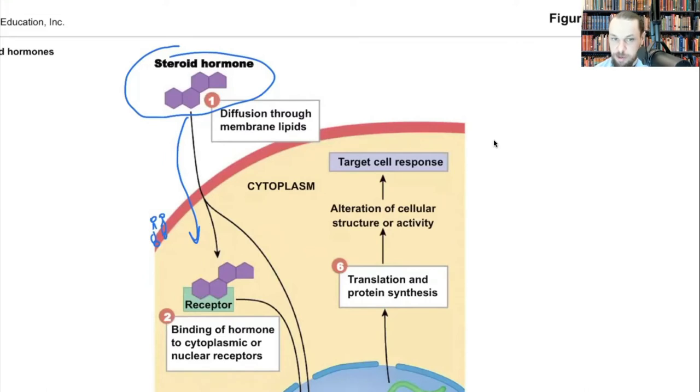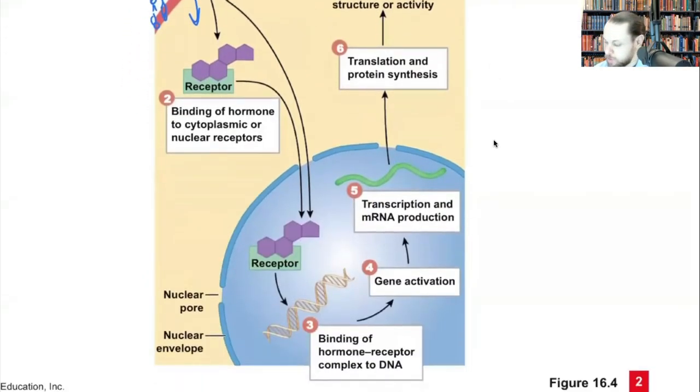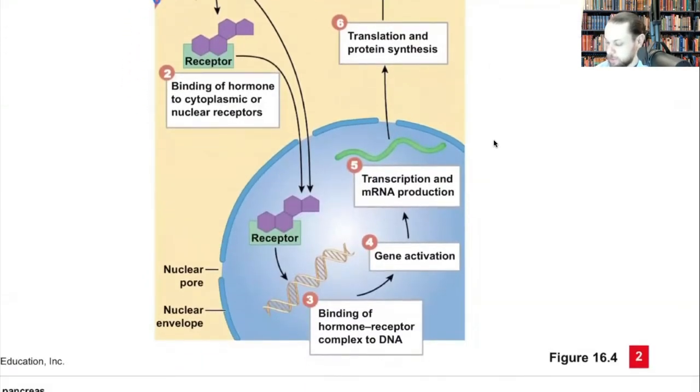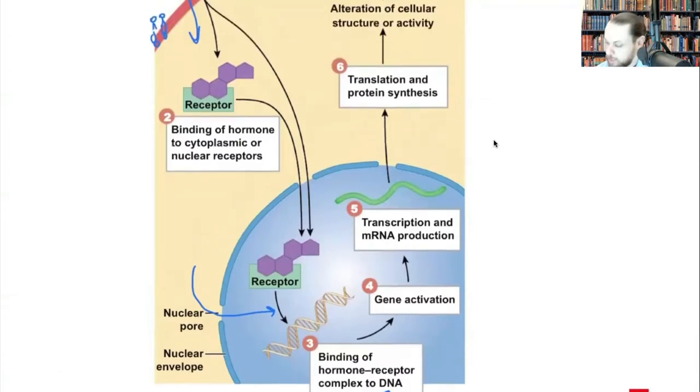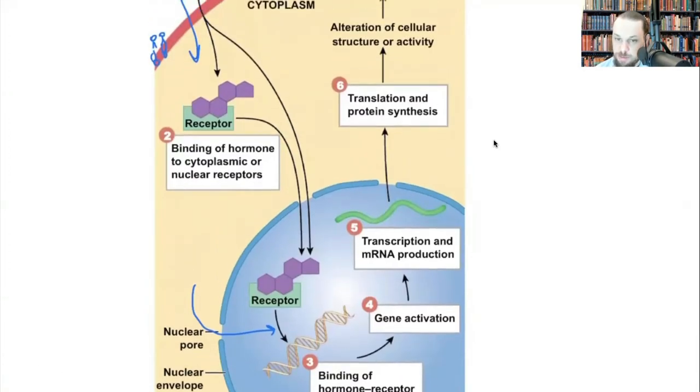And once it goes into the cell, it's going to exert its effects in the nucleus, right? Through the nuclear pore, it's going to come inside, bind to the hormone receptor complex on the DNA, and activate specific genes, right? And once those genes are activated, it's going to make messenger RNA, which is basically going to be transcribed into proteins, right?